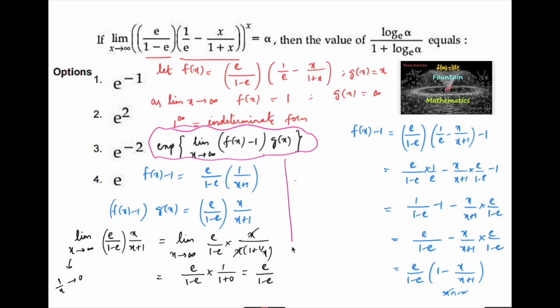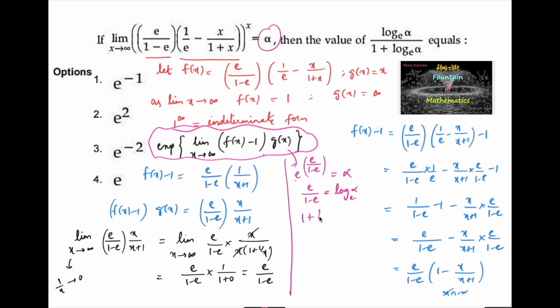And hence, when you consider exponential, that is e to the power limit extends to infinity, we got the answer as e to the power e upon 1 minus e, which is given as alpha. Or apply log on both the sides, so we get e upon 1 minus e is equal to log alpha to the base e.